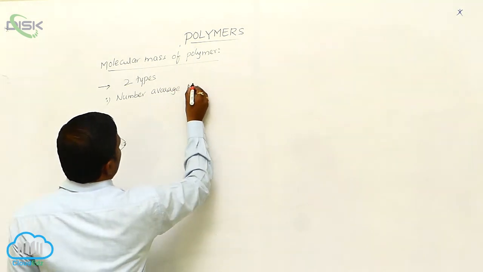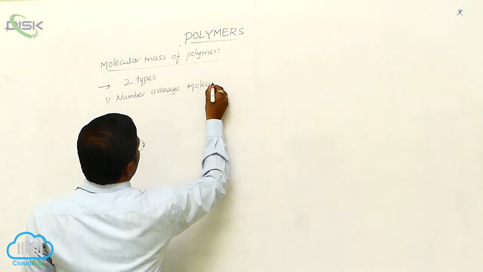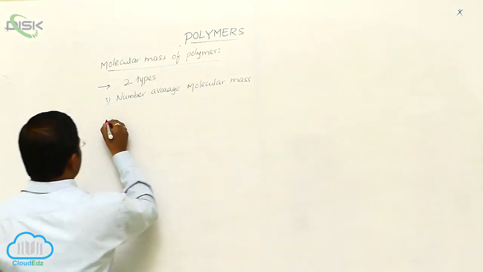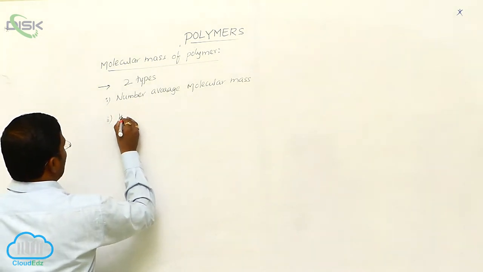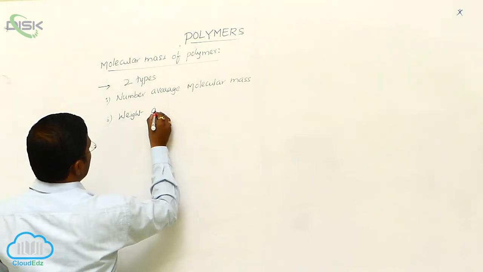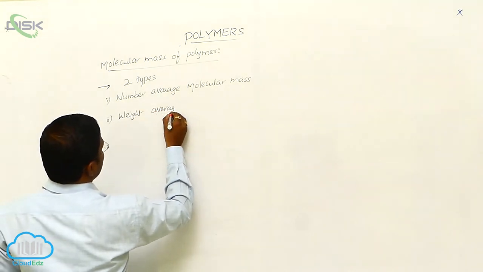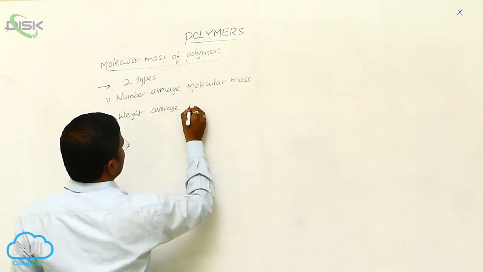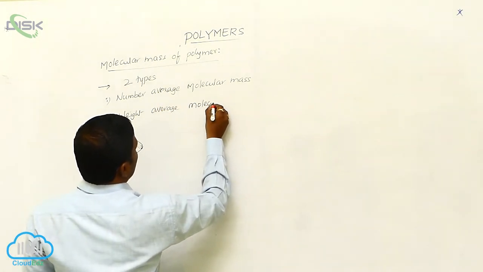Number average molecular mass. Second one is weight average molecular mass.